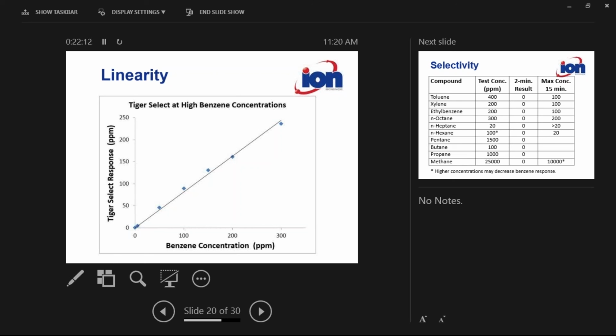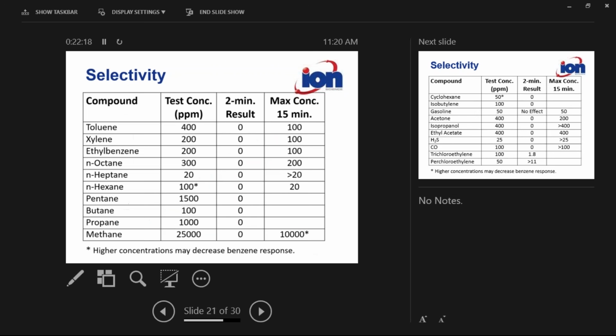How selective are these tubes? How well do they really filter out other stuff? Well, we challenged the tubes with various other components and measured the readings both at 2 minutes for an instantaneous measurement and after 15 minutes.